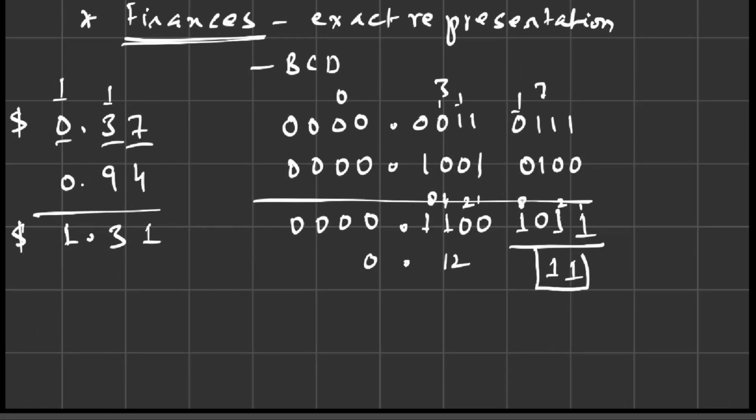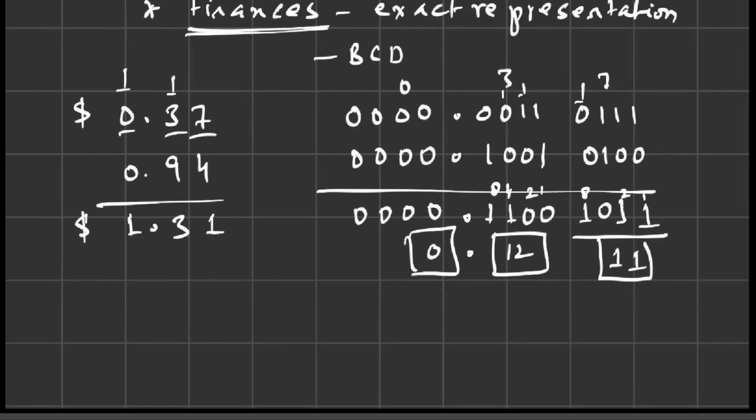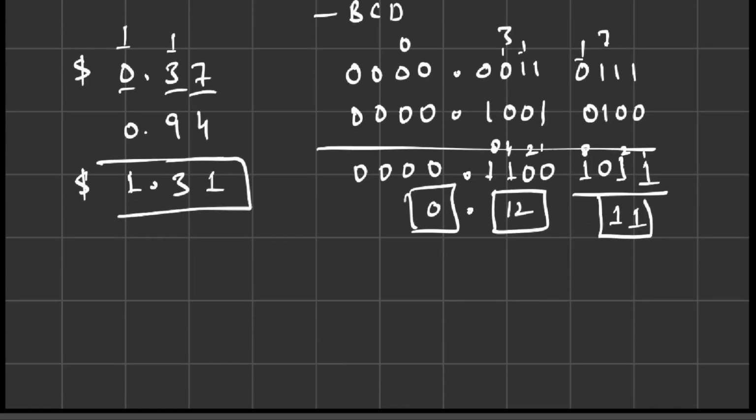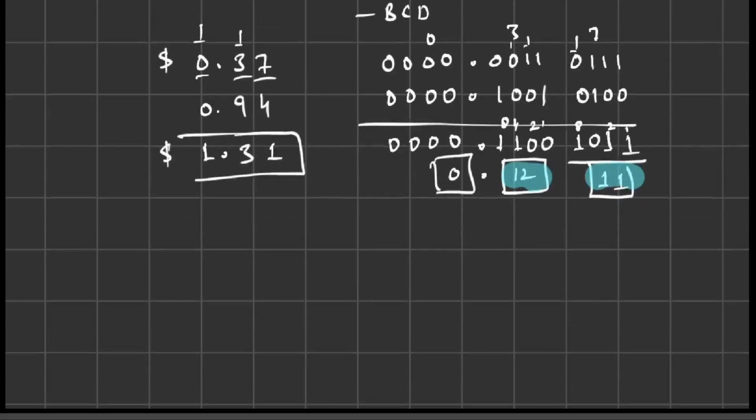At one digit place it is calculating 11, at another it is calculating 12, and the third is 0, but the answer must be 1.311. So there is a mistake at these two points. There are two numbers which are not correct. You can see that this 12 is not correct, and this 11 is not correct. All right. So what is this error?